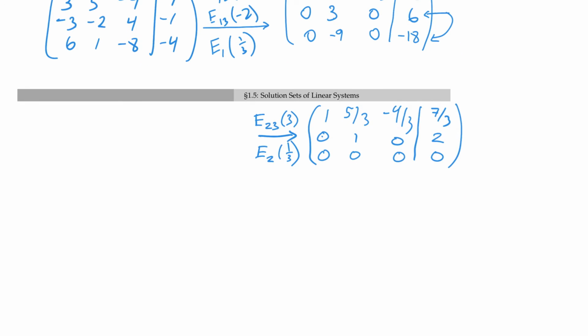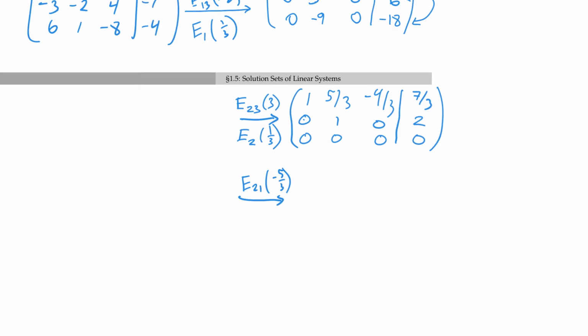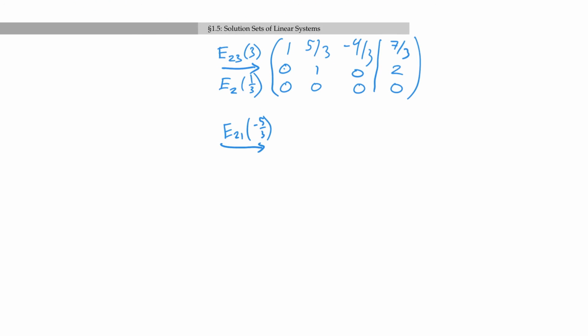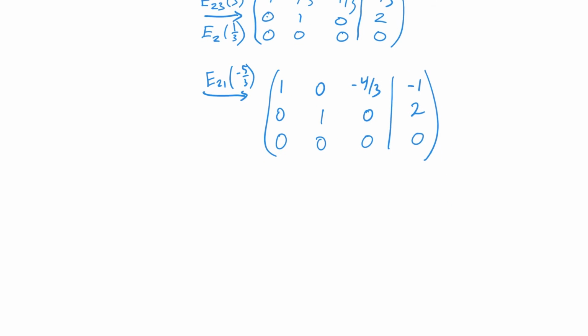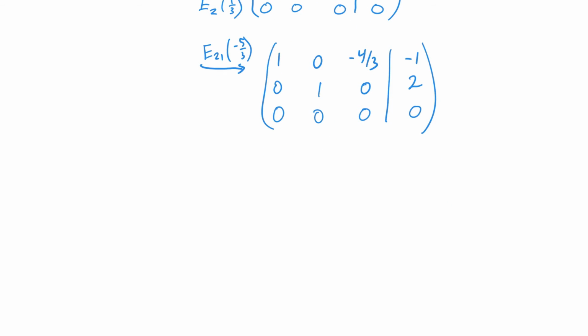In this next step, I'm going to do E21 of -5/3. And upon finishing this step, my matrix will be in reduced row echelon form. So let's do that. As promised, there's my reduced row echelon form. What I want to do here is convert it back into a system.